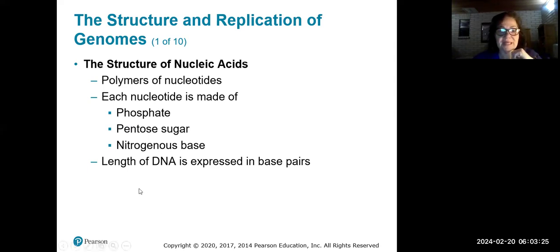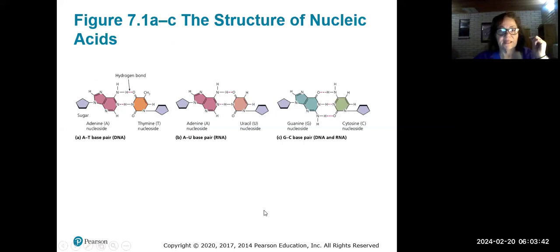When we talk about the length of the DNA, you'll hear base pairs. Remember, the A's and T's bind with each other, and the C's and G's bind with each other across the way, like a little ladder. Those are the rungs of the ladder. That's what's referred to as a base pair. You know the stuff.